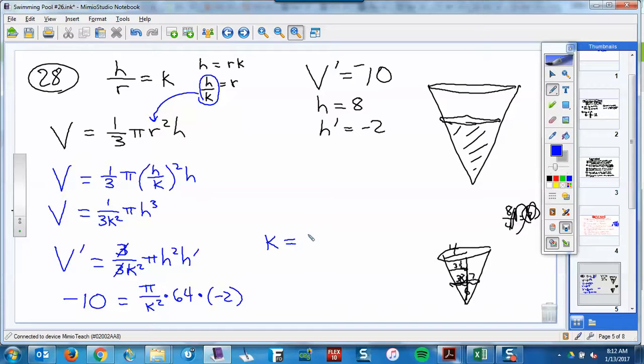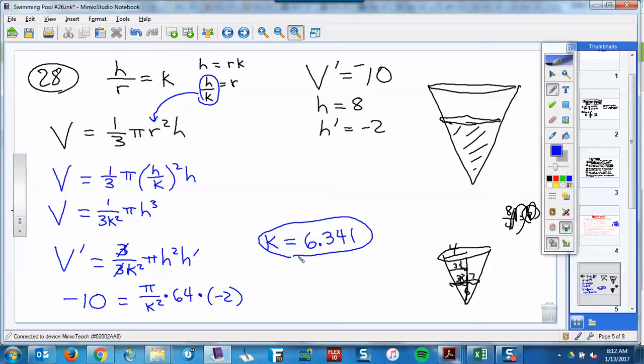Really? Okay. Yeah, 6.3. And that's what we wanted, right? We're done. I mean, that is the ratio of the height to the radius.